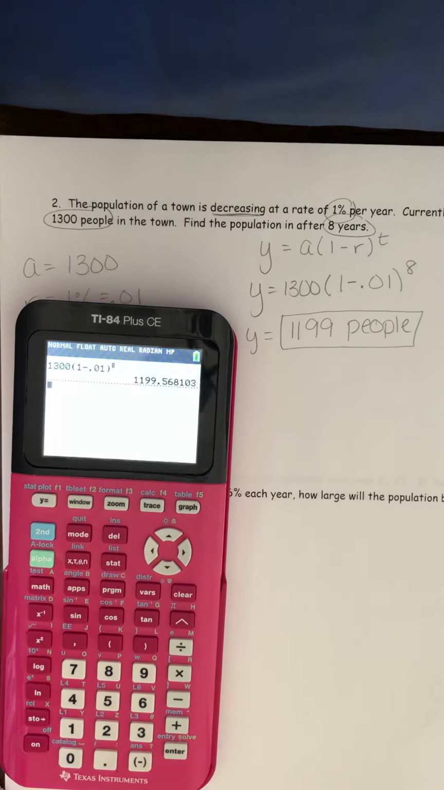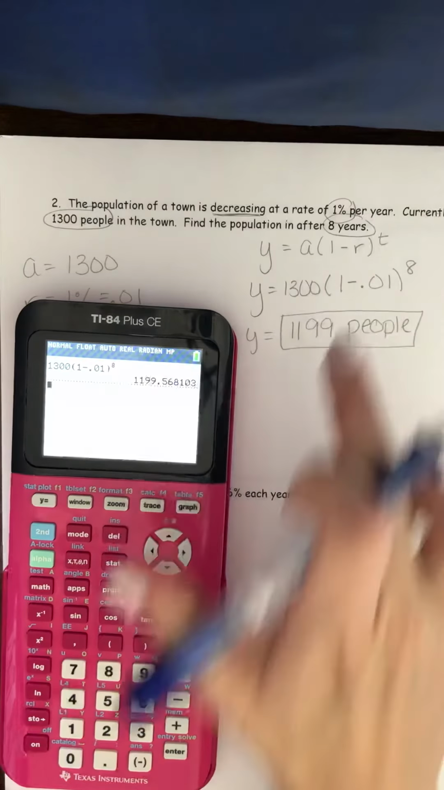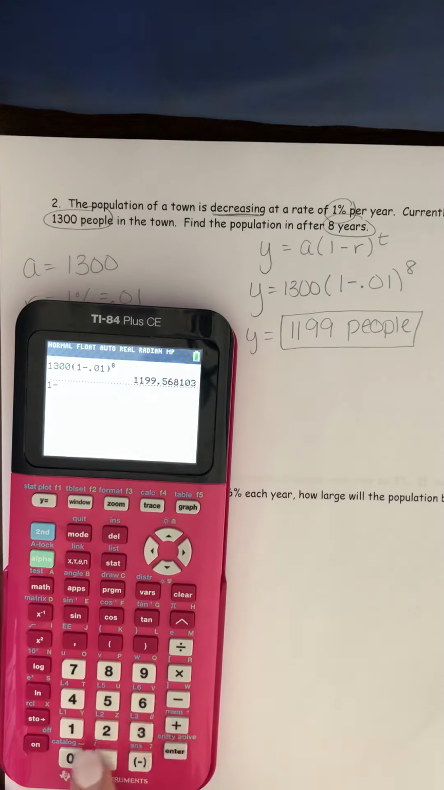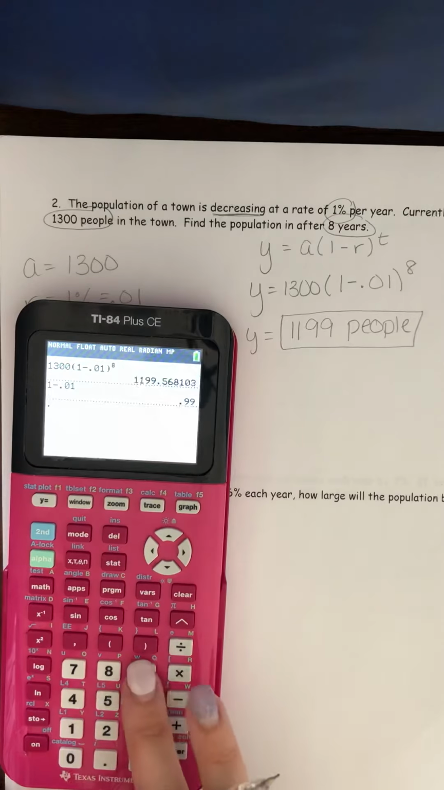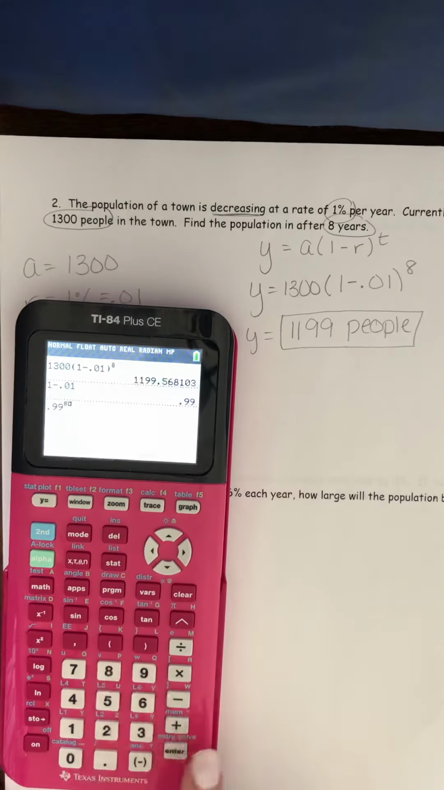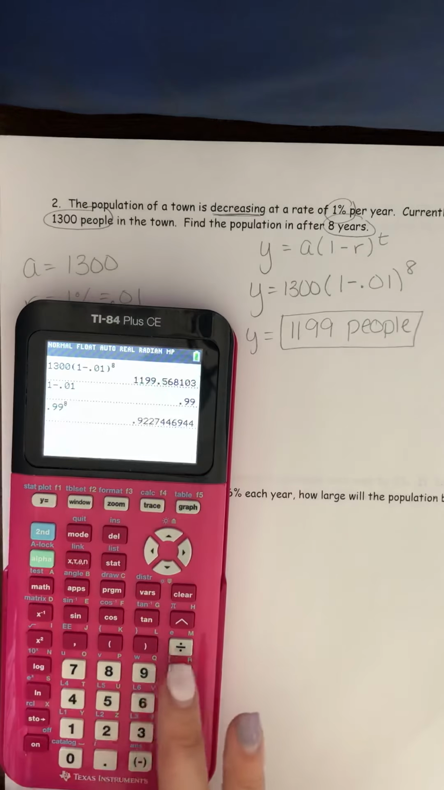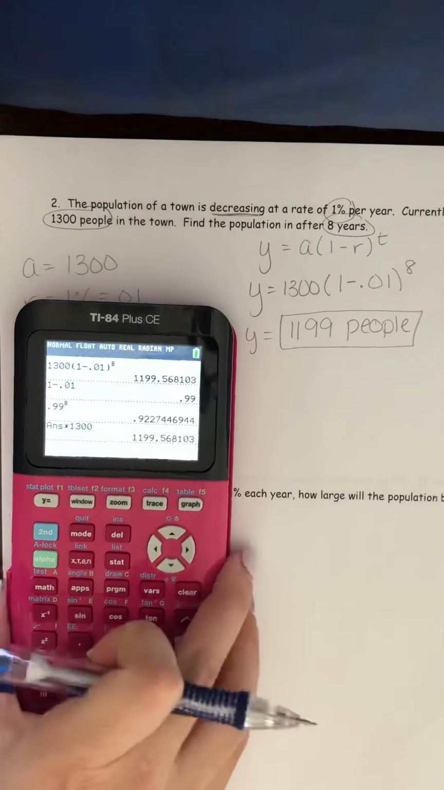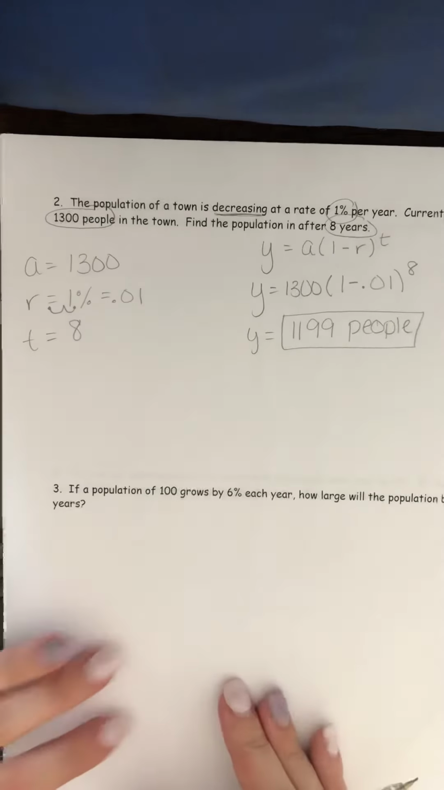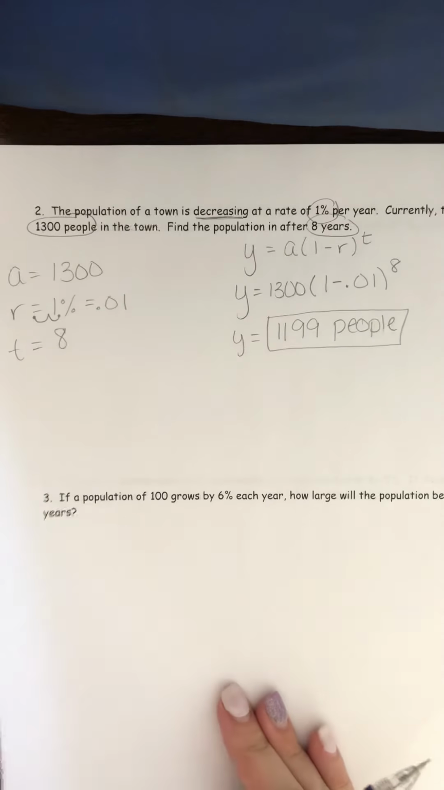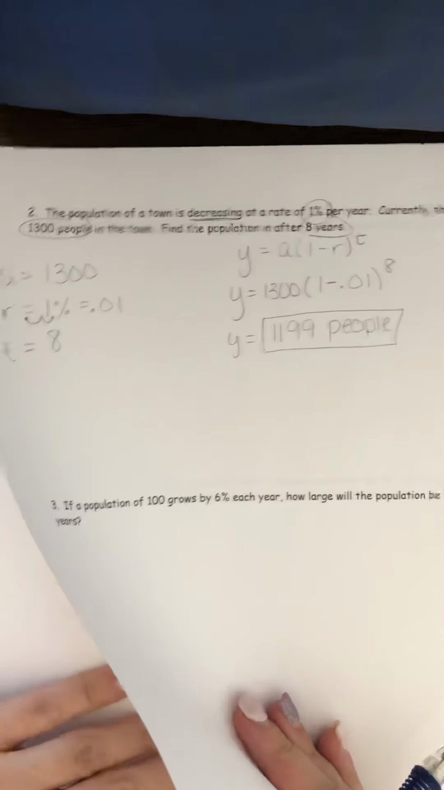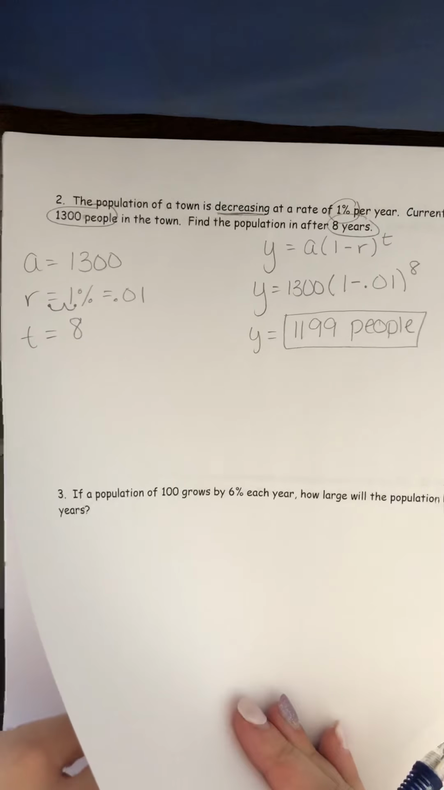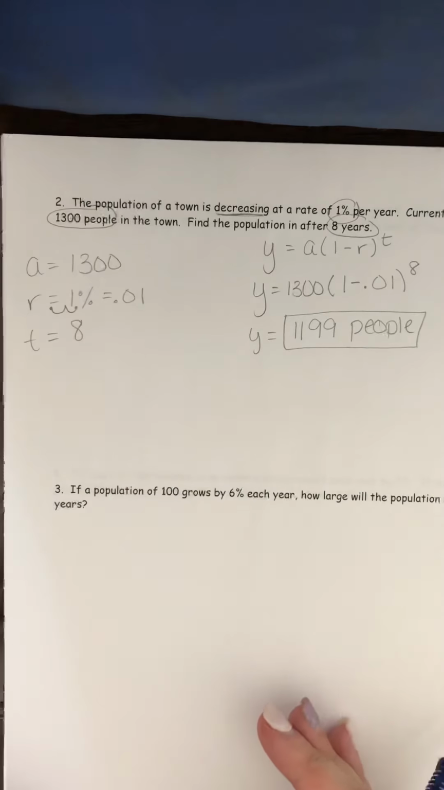You would do this the same as the other one. Start within the parentheses, so 1 minus 0.01. Get your answer. 0.99 is going to be raised to the 8. Then you're going to times that number by 1,300. And that's how you get that same answer. We'll do a couple more. I'm probably not going to do all of these on the video because they're the same thing over and over again, and the filled in notes are posted for you.